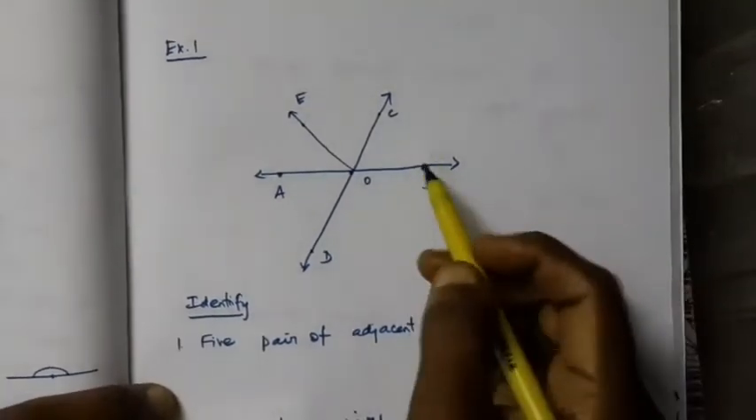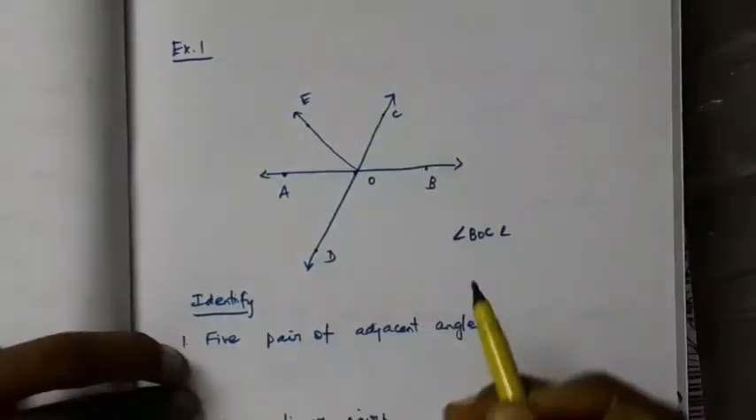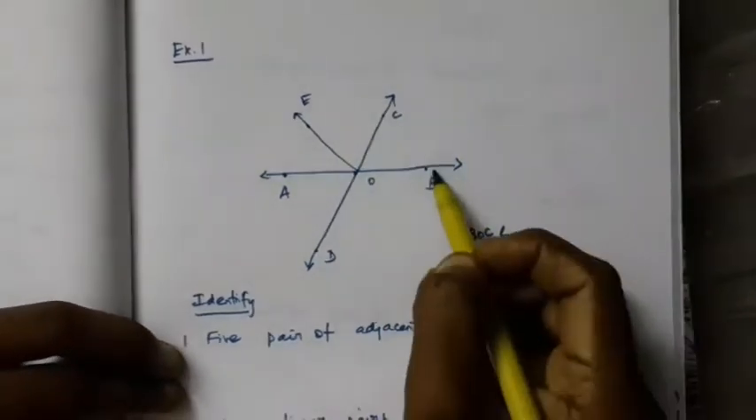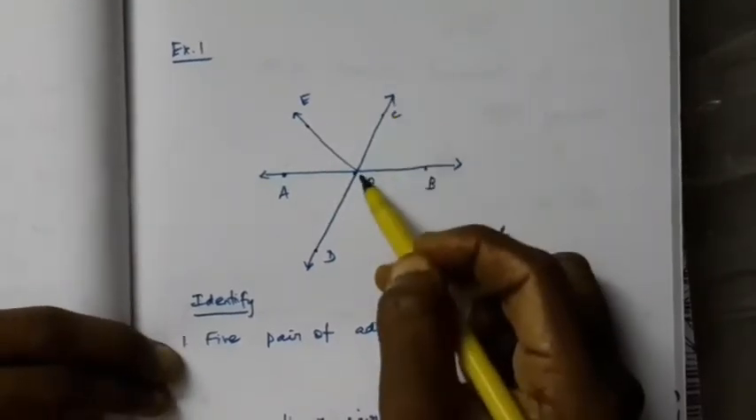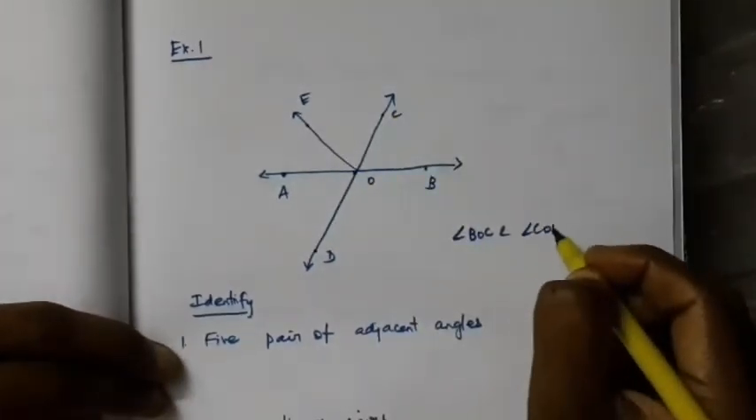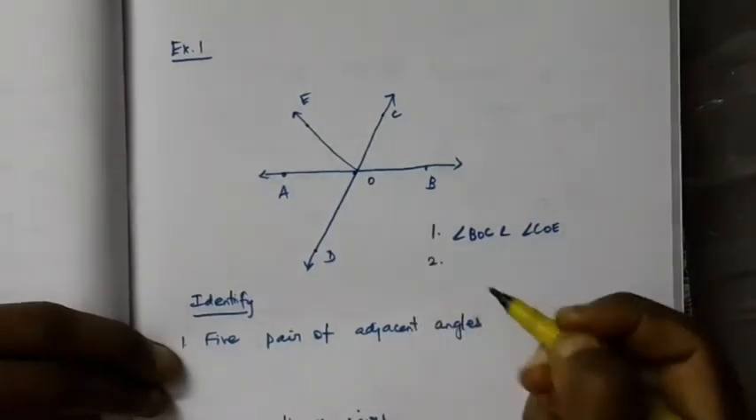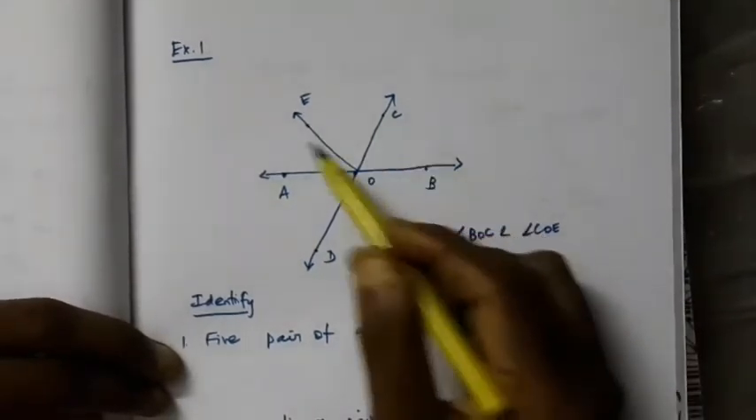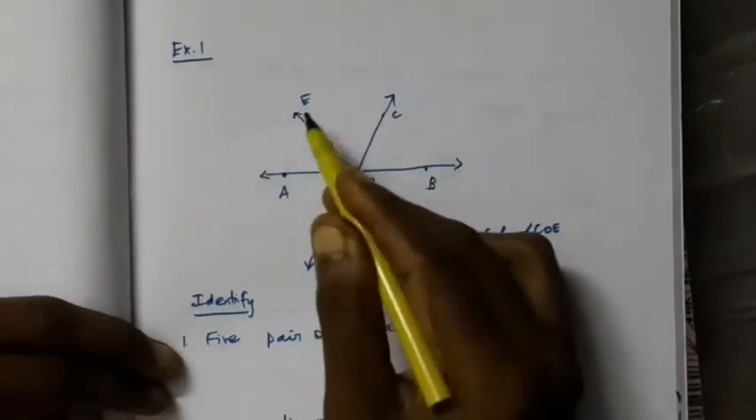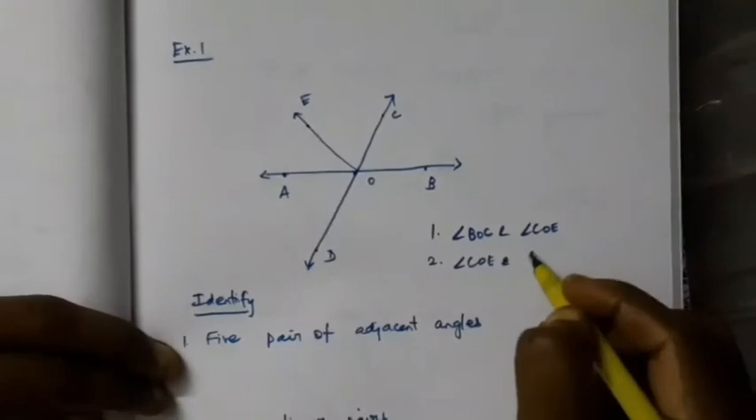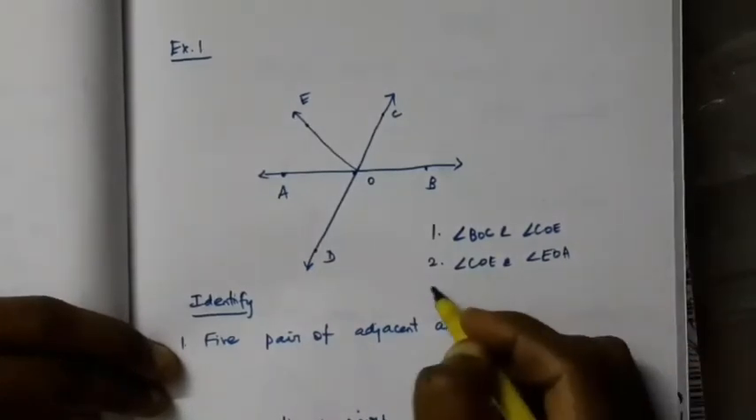I am writing here. So 5 pairs of adjacent angles. I will start with angle BOC and angle COE, then angle COE and angle EOA.